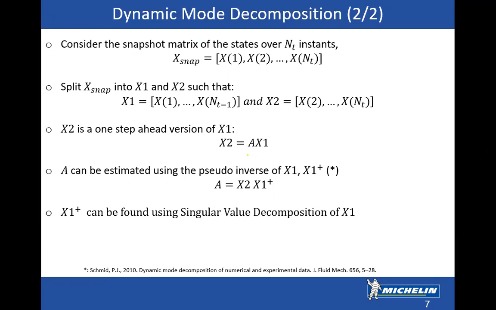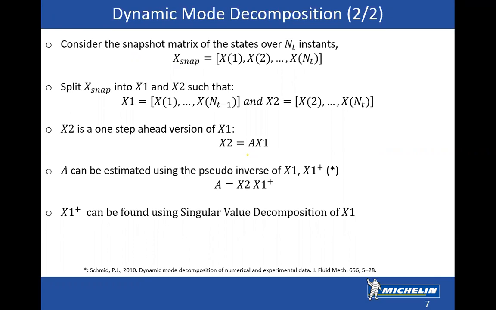So the dynamic mode decomposition says that, okay, let's consider that we have a snapshot matrix of these states over n_t time instants. We do our simulations for n_t instants and we collect the data in X_snap, containing the snapshot values at time instants 1, 2 until n_t. We split the X_snap into two matrices, X1 and X2, such that X1 contains the first n_t-1 instant snapshots, and X2 contains the last n_t-1 instants. By that, we can see that each one of these vectors is one step ahead of the corresponding vector in X1. So X2 is a one step ahead version of X1.